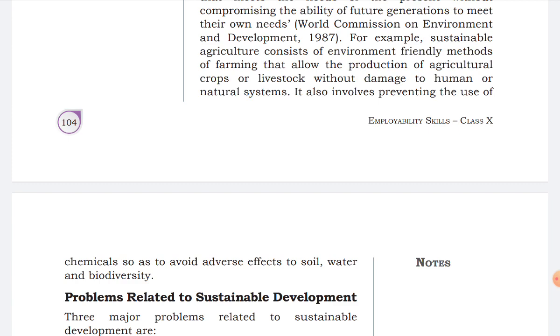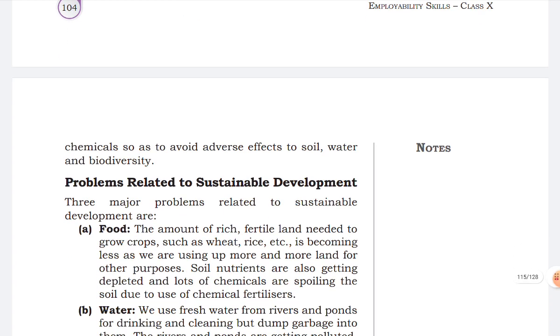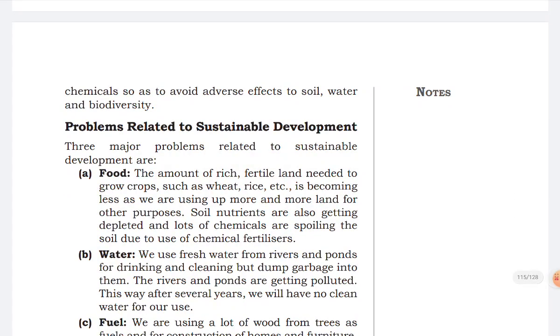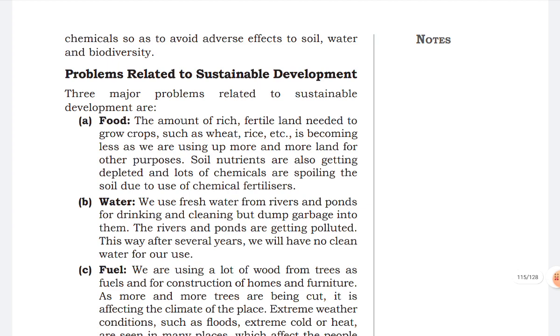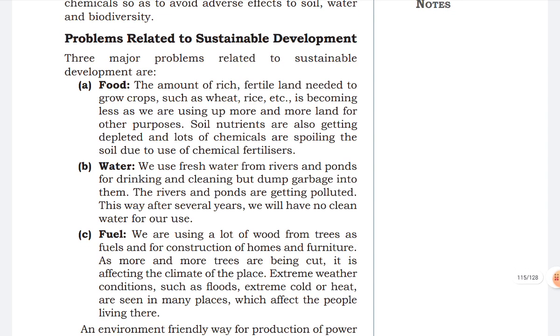It also involves preventing the use of chemicals so as to avoid adverse effects to soil, water, and biodiversity, because if we use chemicals in the very long run, then it can cause hazardous diseases if it goes into the human body, and of course it can harm the environment. Then we have a few problems related to sustainable development. Three major problems related to sustainable development are: first is food.